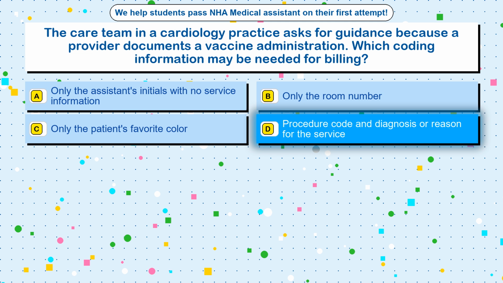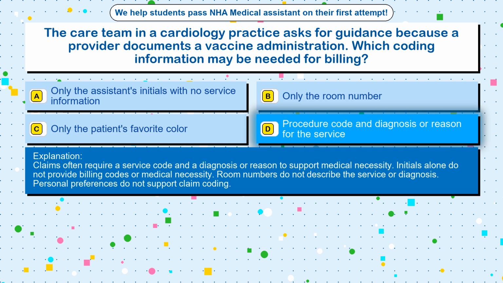Procedure code and diagnosis or reason for the service. Claims often require a service code and a diagnosis or reason to support medical necessity. Initials alone do not provide billing codes or medical necessity. Room numbers do not describe the service or diagnosis. Personal preferences do not support claim coding.